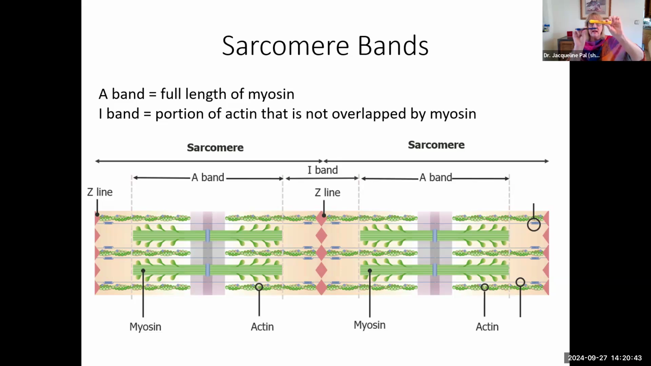If the yellow is myosin and here blue is actin, if they overlap more, has this length changed? Well, no. If they overlap less, has this length changed? No. So that's not changing. So the myosin, the A band length is never going to change. What is going to change is how much of the actin is not overlapped. So the I band length is what changes, not the A band length.